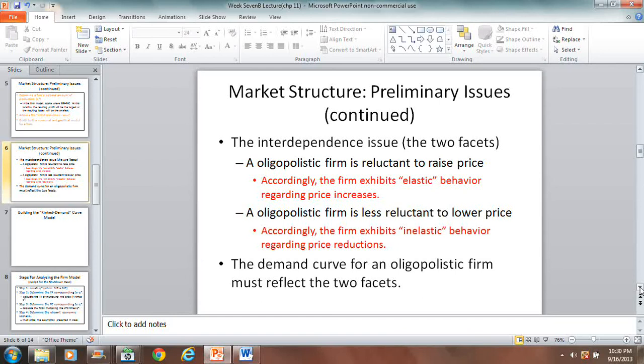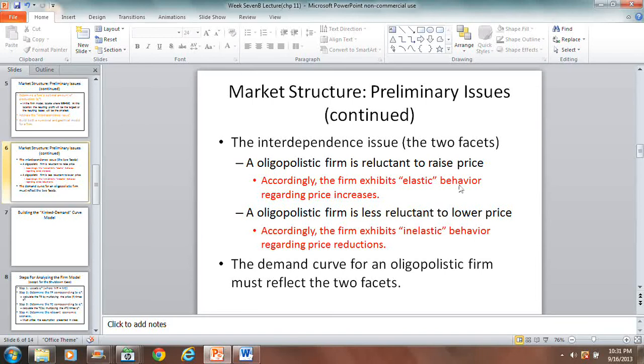So when it comes to the interdependence issue, it really has two parts. The oligopolistic firm is going to be reluctant to raise price because it doesn't know how its competition will react. And as a result, when it comes to price increases, we can characterize the oligopoly's behavior as being elastic, meaning that it's very difficult for them to be comfortable raising prices. So it suggests that there is some price rigidity when it comes to increases, and that suggests an elastic behavior.